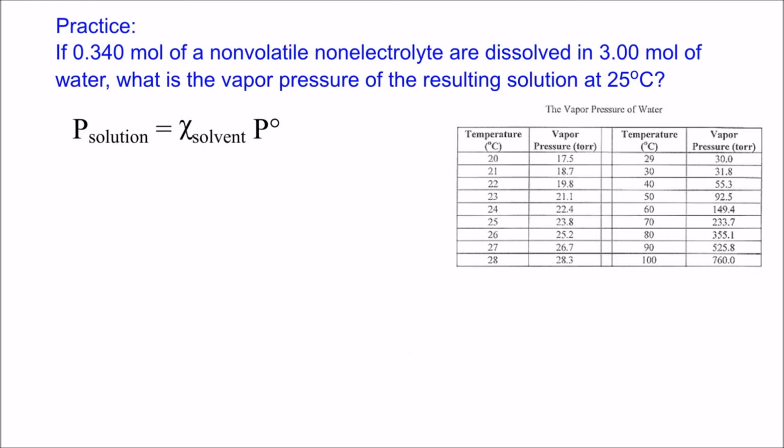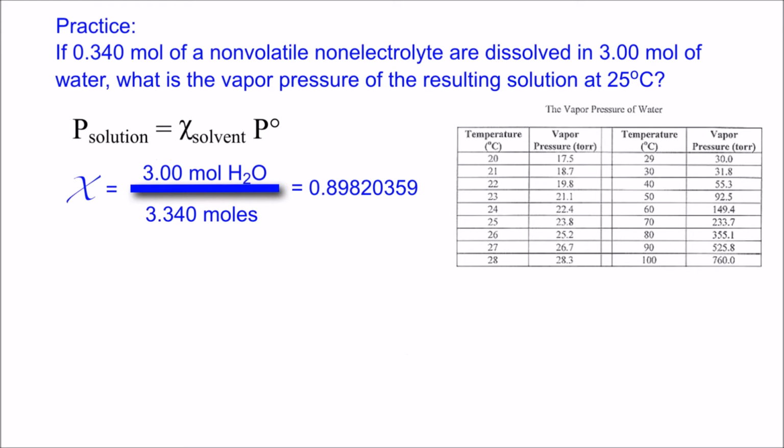Now it doesn't really matter what unit of pressure you decide to use. It's just whatever you pick over here is going to be the same unit over here. So since our table gives us torr, that means our final answer is going to come out in torr as well. Alright, let's get the mole fraction for water. Okay, so we've got 3 moles of water over the total amount of moles in the solution, and here's what we come up with. Remember, mole fraction is a unitless number because moles on top cancels moles on bottom.